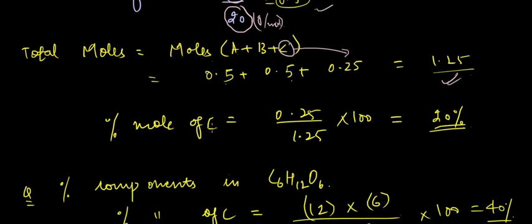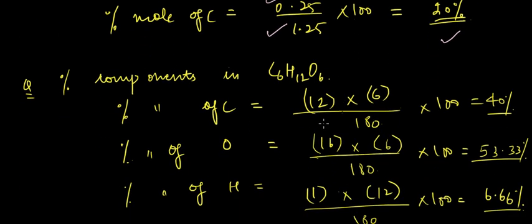Hence mole percentage of C would be moles of C present in the mixture upon total moles in the mixture, which is 0.25 upon 1.25, into 100. So mole percentage of C would be 20%. Now let's see another question wherein we have to calculate percentage of each component or of each atom in this compound, which is C6H12O6.